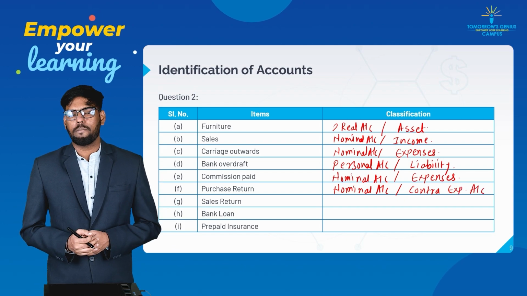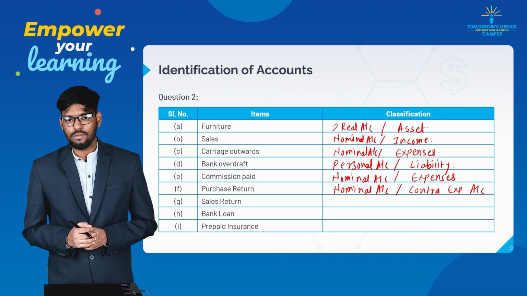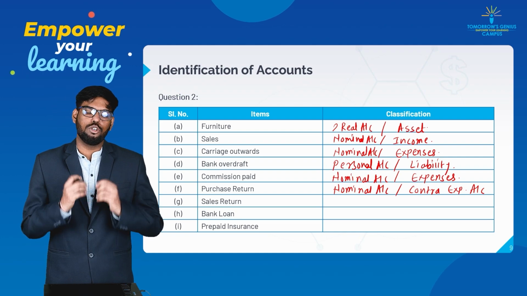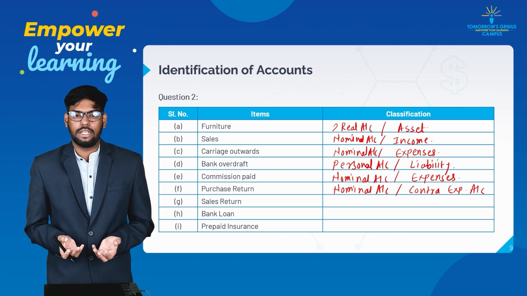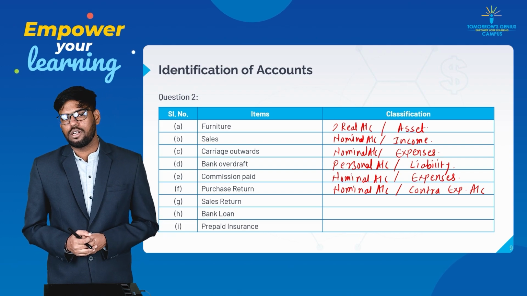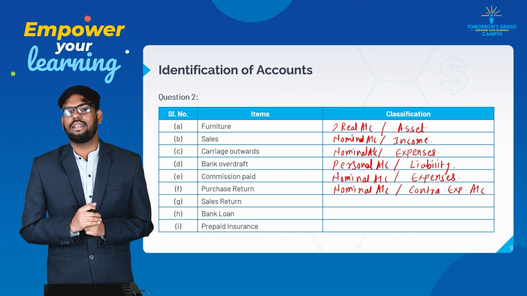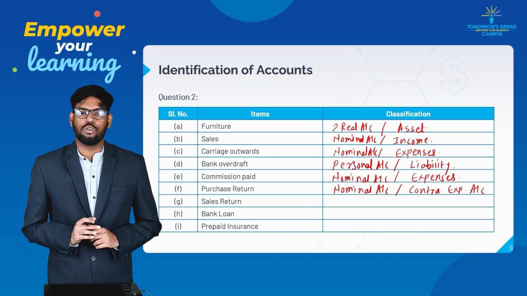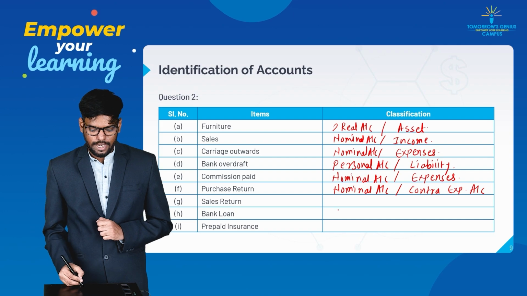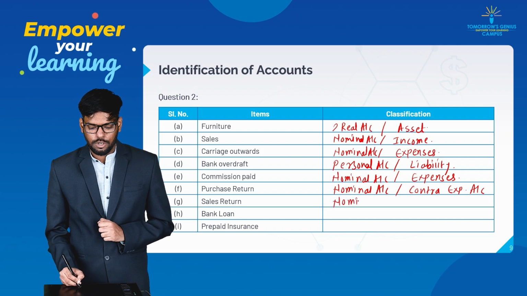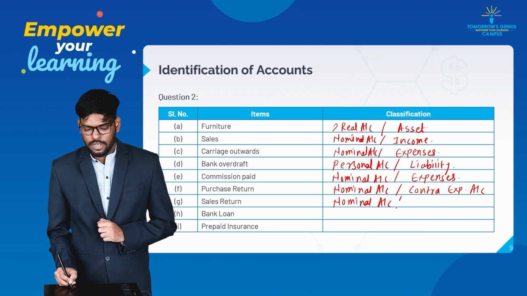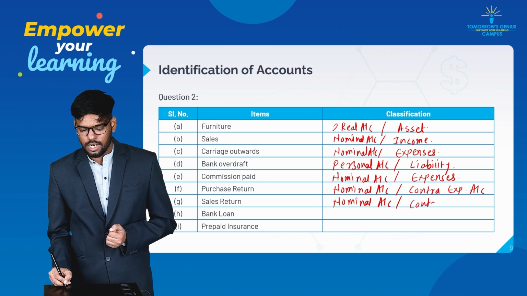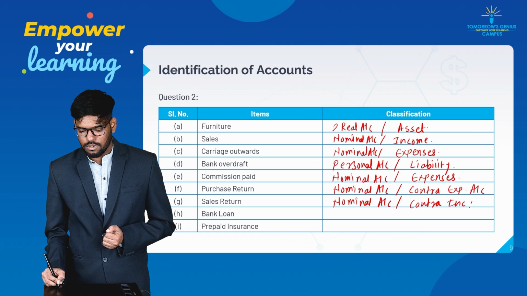Then next is sales return. What does sales return basically mean? The goods that you sold to the customer are returned to you because of not fulfilling the expectations, or because of damage to the goods, right? So we consider sales as income and we categorize it into the nominal account. So similarly here also, this sales return will be categorized as a nominal account, right? And is it income? No, it's not income. Then it is considered as contra income account.